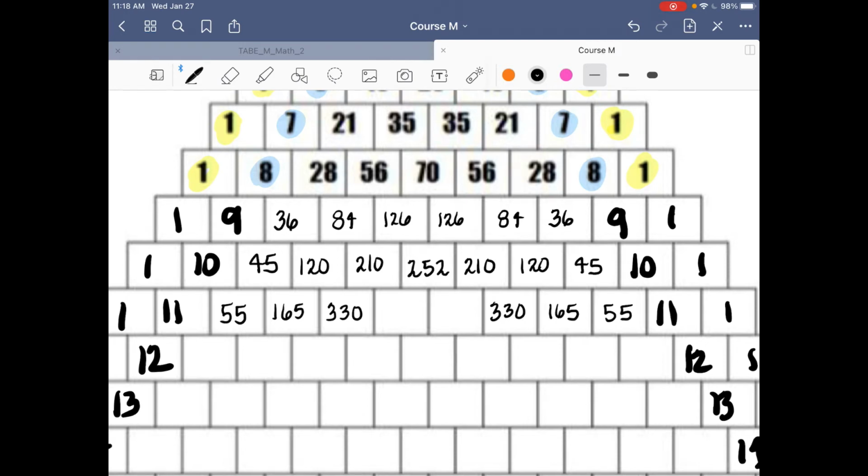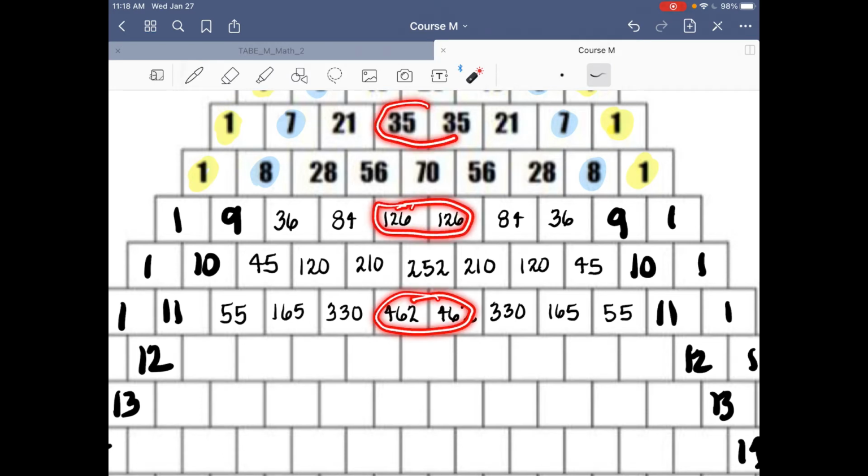252 plus 210 is 462, and that one goes in twice. So every other row you have a duplicated number. 462, 126, 35. So I would expect in the next row that number would not be duplicated in the middle. There are all kinds of patterns here.